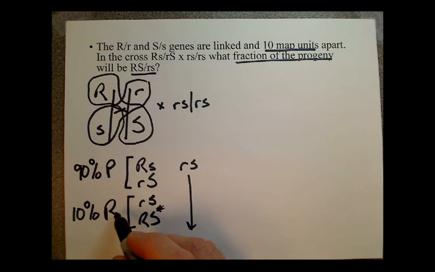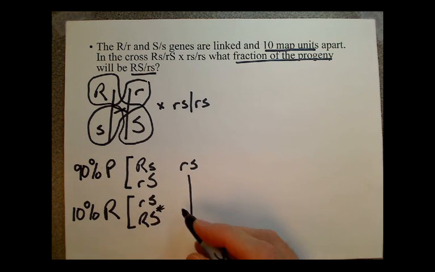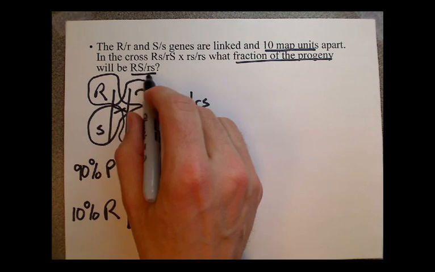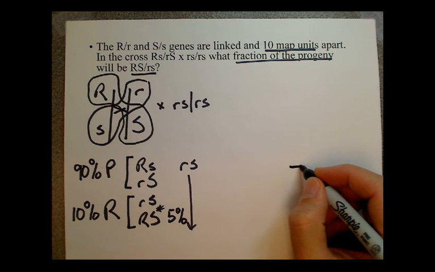So, because the recombinants are actually two different genotypes, we'd expect to see 5% of big R, big S, which is the answer to the question then. We'd expect to see 5%.